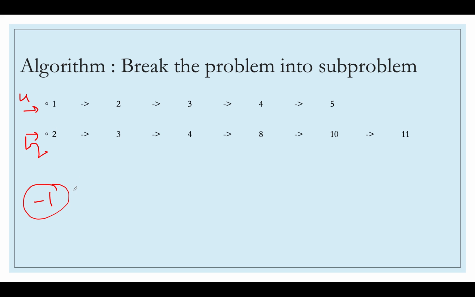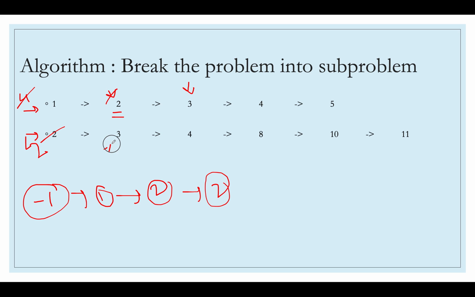Which one is the minimum one? First one is the minimum one. Attach 1 and increment this pointer to the next position. Which one is the minimum one? 2 and 3, so 2 is the minimum one. Attach 2, move ahead. We get 3 and 2, which is the minimum one? 2 is the minimum one. Attach 2 again. Move ahead. The second pointer moves ahead.